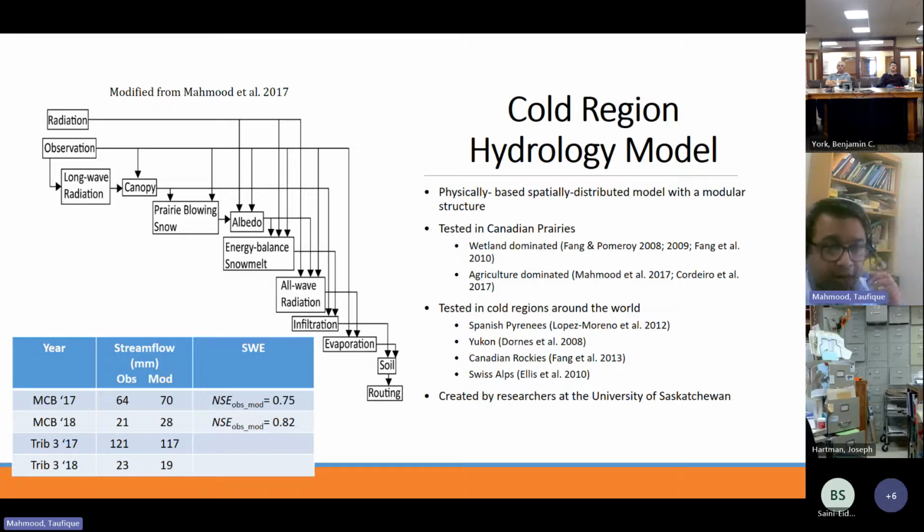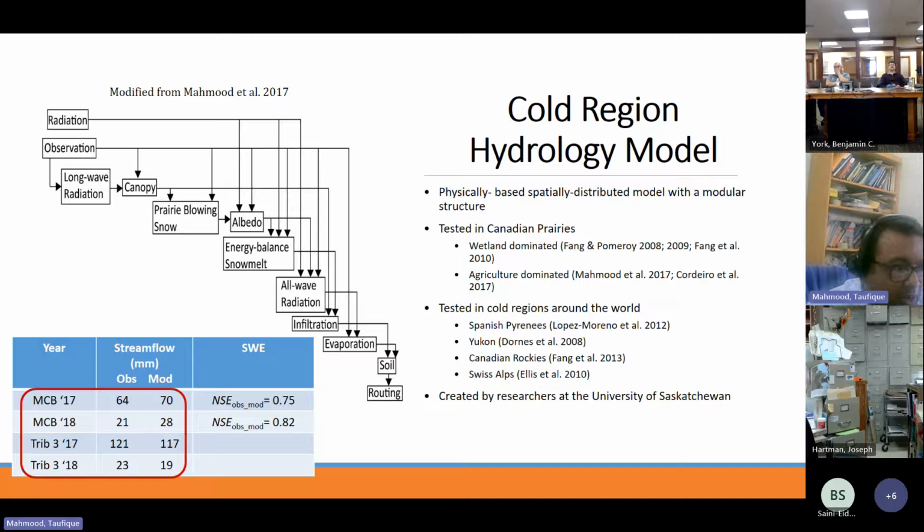We try to understand this again through a cold region hydrologic model for 2017 and 2018. We evaluated the model annual streamflow, observed streamflow versus model streamflow, for the Mavekuli and the Trip 3 for the two years. And we also have snow water equivalent data. The snow simulation evaluation gave an NSE of 0.75 for the Mavekuli Basin in 2017 and an NSE of 0.82 for the Mavekuli Basin in the 2018 winter.